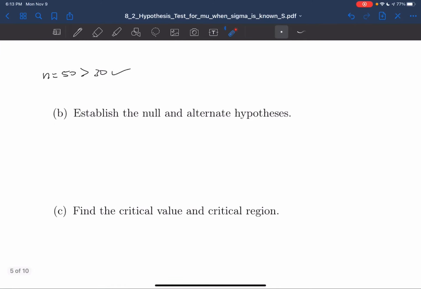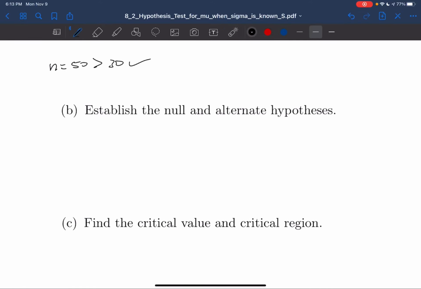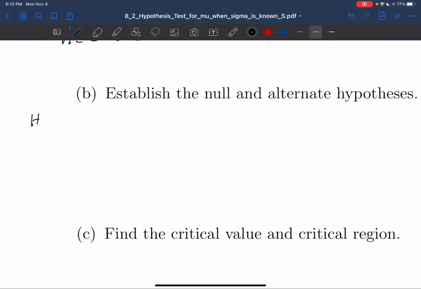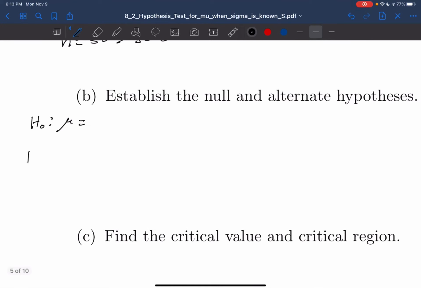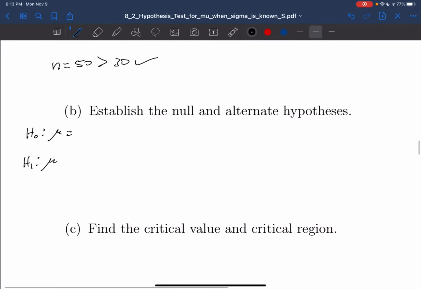Next, we want to establish the null and alternative hypotheses. So here we want to write our null, H sub 0, and this is always going to be mu is equal to something, and our alternative hypothesis, H sub 1, is always going to be mu is either less than, greater than, or not equal to some value. So how do we know this?